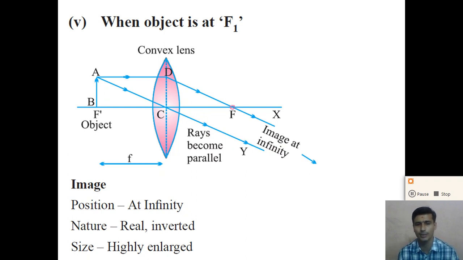The nature of the image is real and inverted, and the size of the image is highly enlarged. That means very large compared to the object. So dear student, when the object is at the principal focus, the image will be produced at infinite distance on the other side of the lens. The nature of the image is real and inverted, and the size of the image is highly enlarged, very large compared to the object.